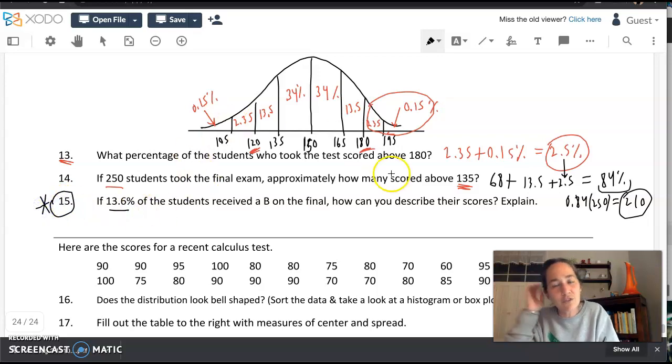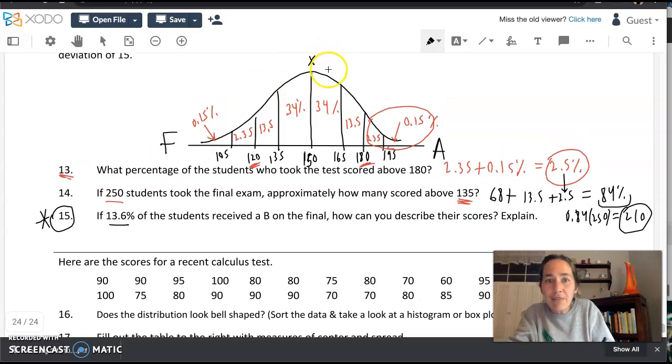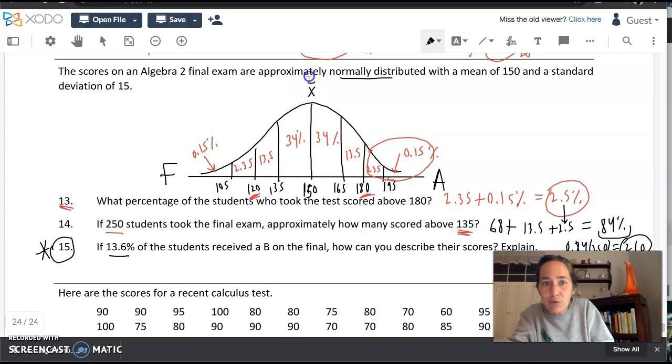Could you tell me if these are the grades and it's a bell-shaped curve, where do the B's fall? Could the B's be anywhere on this curve? And I say no. If your grading scale goes from the top scores being an A down to the bottom scores being an F, right in the middle at the mean, this is going to be your C range. The mean is where the C's are going to fall.